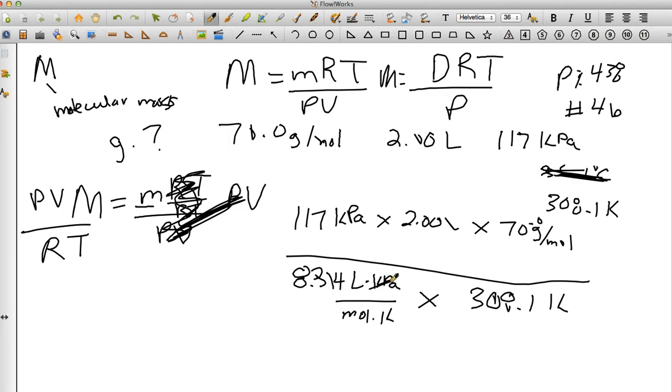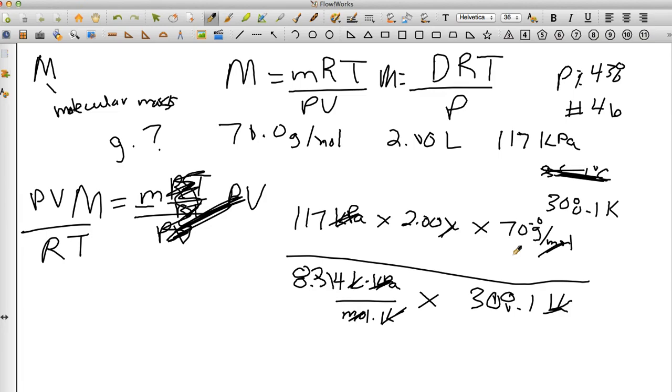All right, so let's cross off our labels. Kilopascal is going to go away. Liter is going to go away. Mole is going to go away. Kelvin's going to go away. Notice you're left with grams, which is what we want. So like I said, the labels are very important. I know they're time consuming. I know they're a pain, but they're really going to be important as we throw this back into stoichiometry.